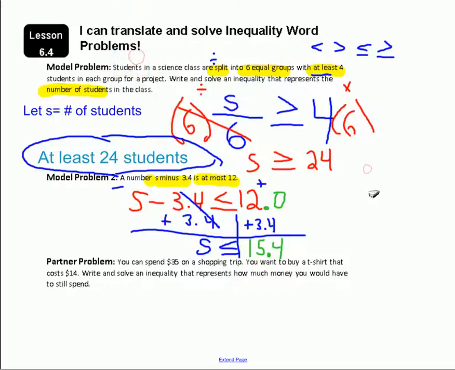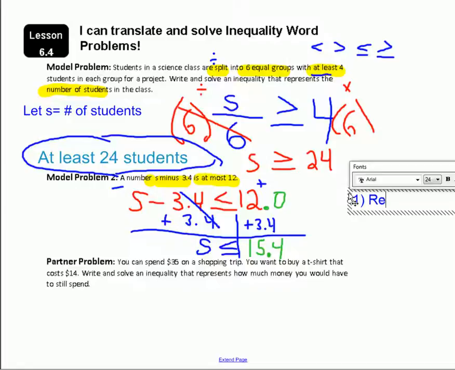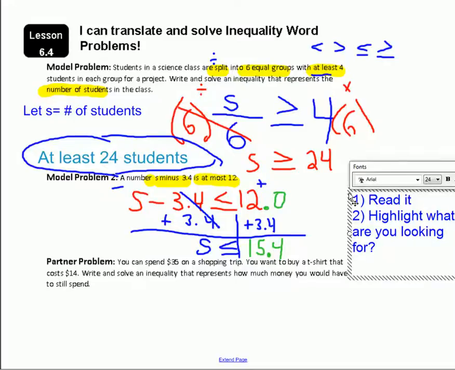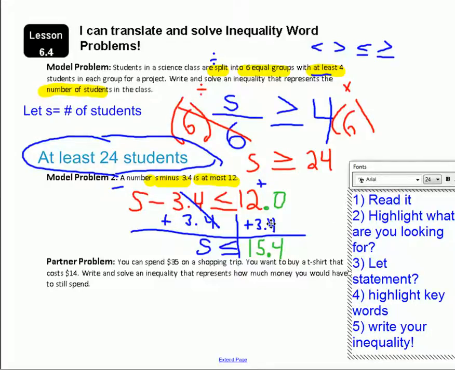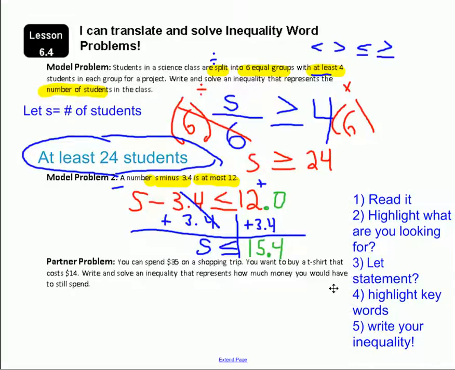I'm going to go through the 3 steps you should be doing right now. Read it once, go back and highlight what you're looking for. You might need a let statement. Then you need to reread and highlight keywords. And then write your inequality. Again, you may need to find a clue word, something that tells you which one of these symbols you're going to be using.